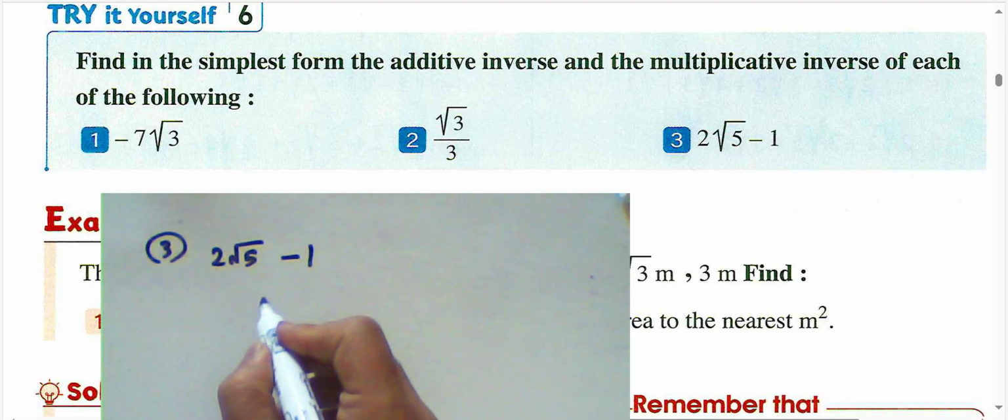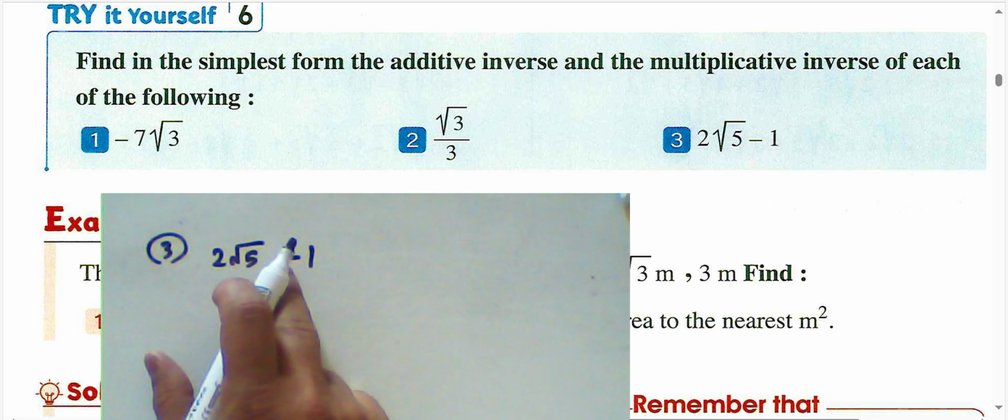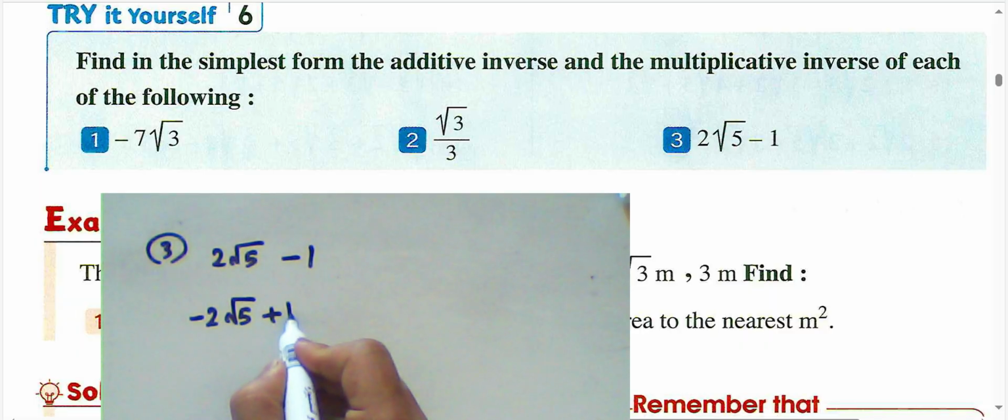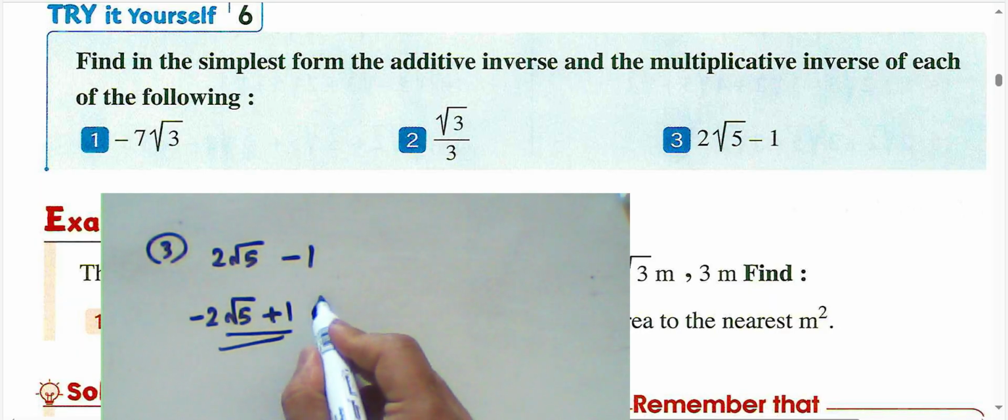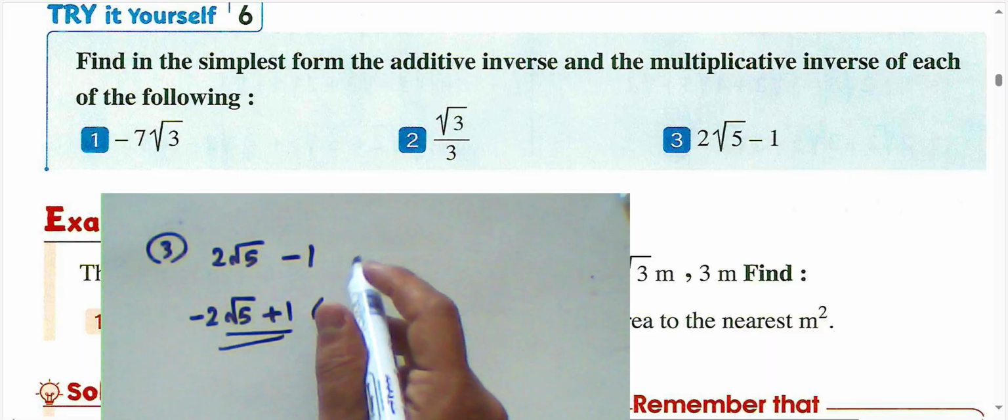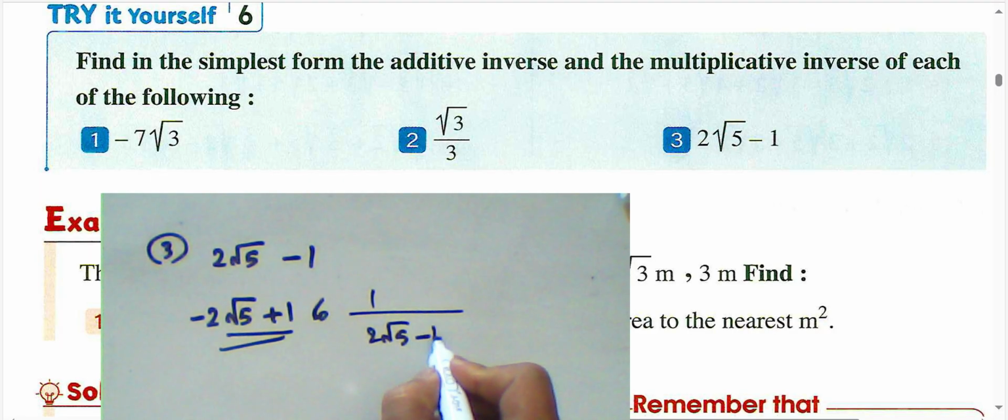2 root 5 minus 1. The additive inverse: we can change the sign of the first and second terms. Then we'll have negative 2 root 5 plus 1. That's its additive inverse. And the multiplicative inverse for this example, we can write 1 over 2 root 5 minus 1.